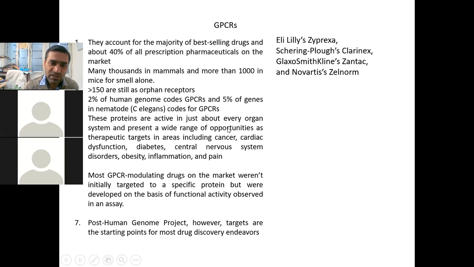These proteins are active in just about every organ system and present a wide range of opportunities as therapeutic targets in areas including cancer, cardiac dysfunction, diabetes, central nervous system disorders, obesity, inflammation, and pain. So whatever clinical disorders or diseases we see in our surroundings, their treatment or cure is mostly through the modification or modulation of these GPCRs. Most GPCR modulating drugs on the market were not initially targeted to a specific protein, but were developed on the basis of functional activity observed in an assay.